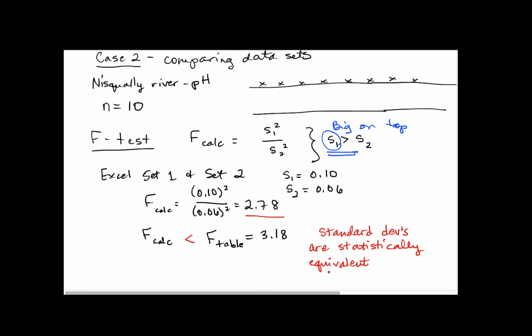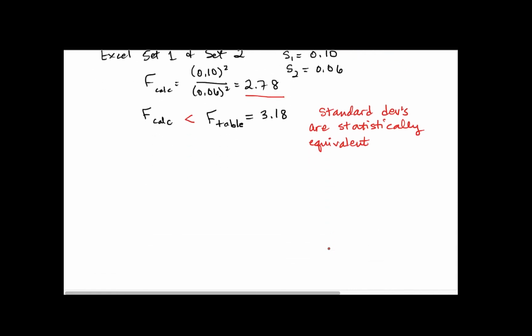Because we can consider these two standard deviations to be statistically equivalent, that means that we can calculate a pooled standard deviation by combining both of these. For the equation, we take S1 squared times its degrees of freedom plus S2 squared times its degrees of freedom, divided by the total degrees of freedom.